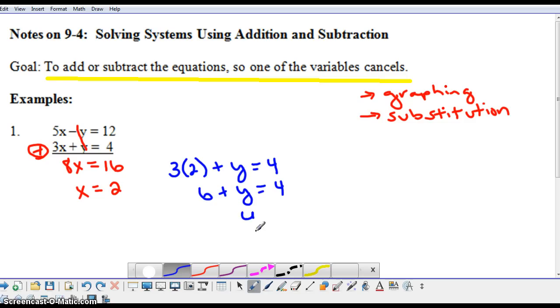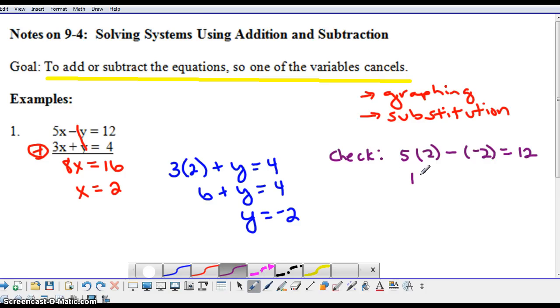And subtracting 6 from both sides, we have y is equal to 4 subtract 6. That would be negative 2. And it's a good idea to substitute these into the other equation just to make sure they work. So let's do that. Here's our check. Our check will be to do 5 times the value of x, which is 2, minus the value of y, which is negative 2, so we'll have to be careful of our signs here, and see if that really does equal 12.